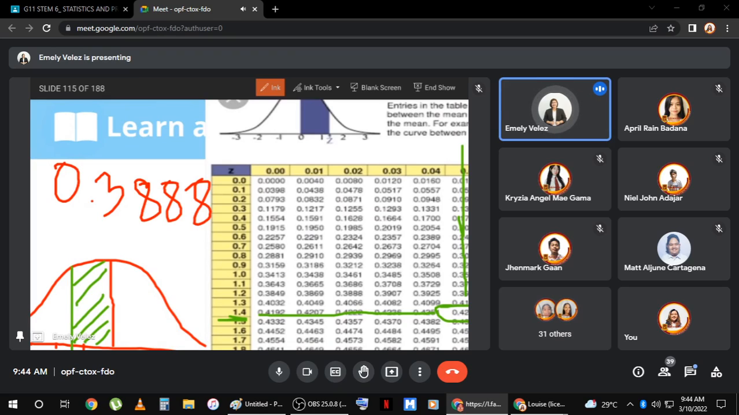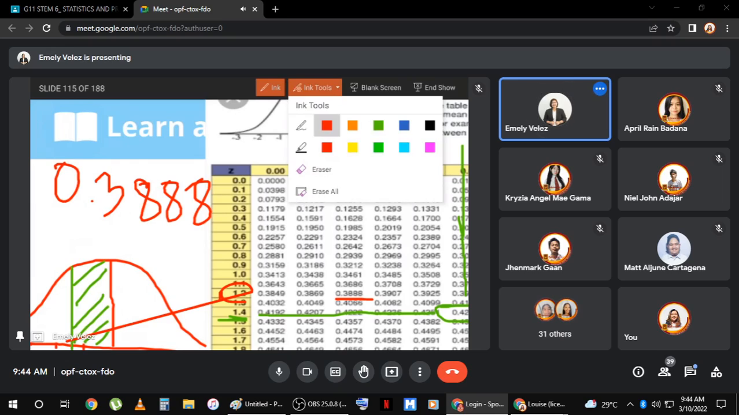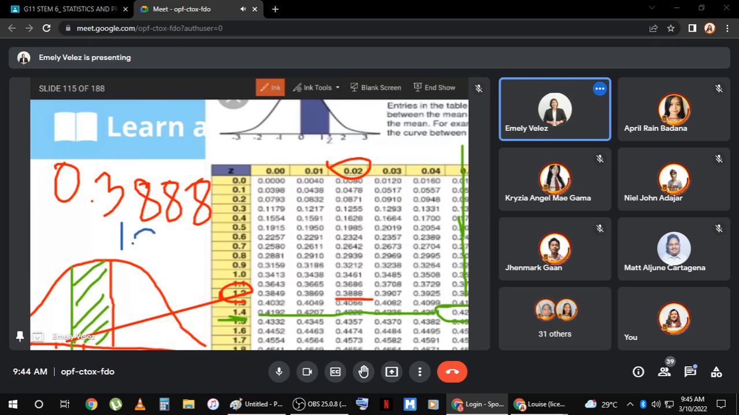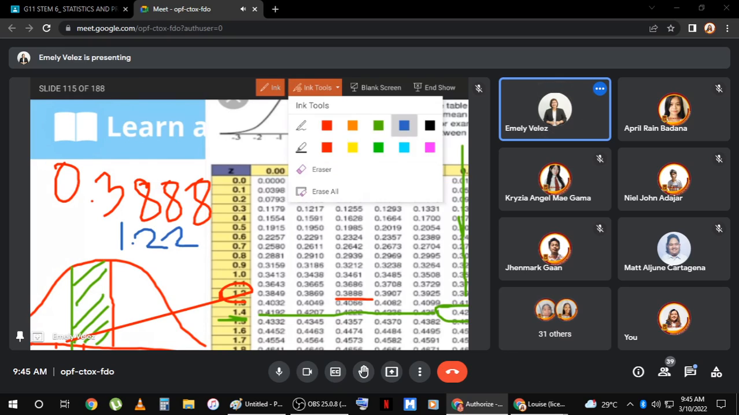Okay, let's try to locate. Here it is, right? It is aligned with 1.2 and 2. So 1.22 is our answer. And very good that the majority of you got it correctly. Next!